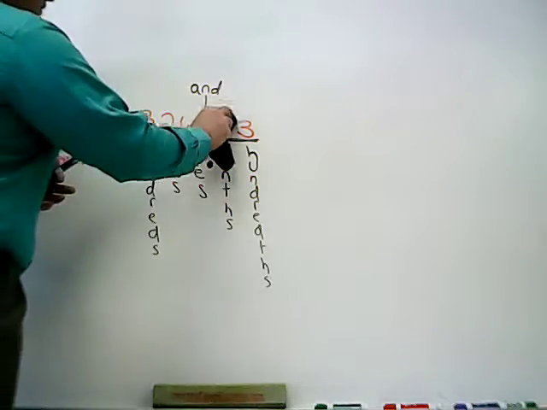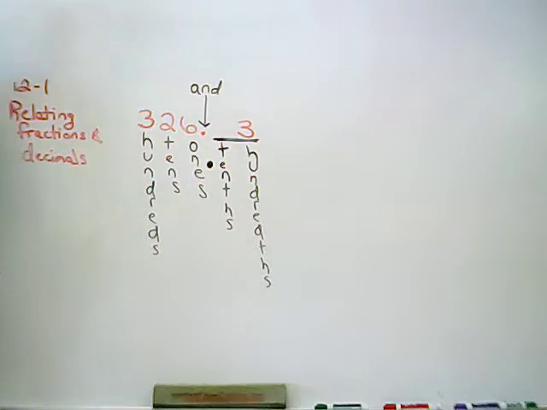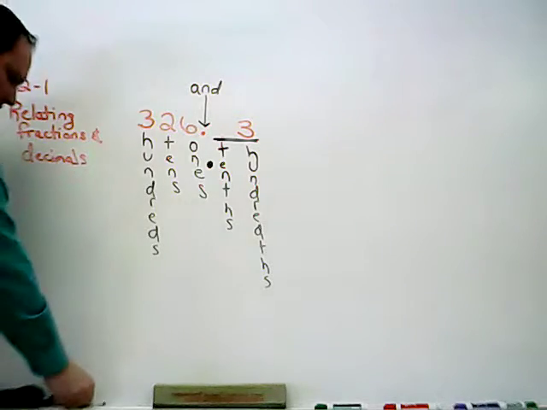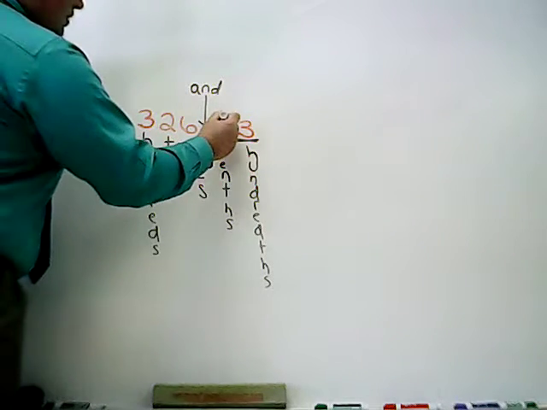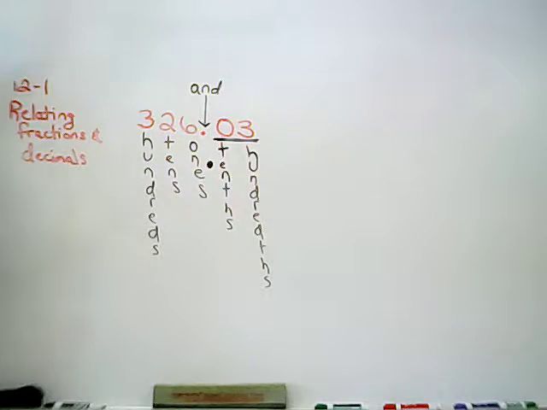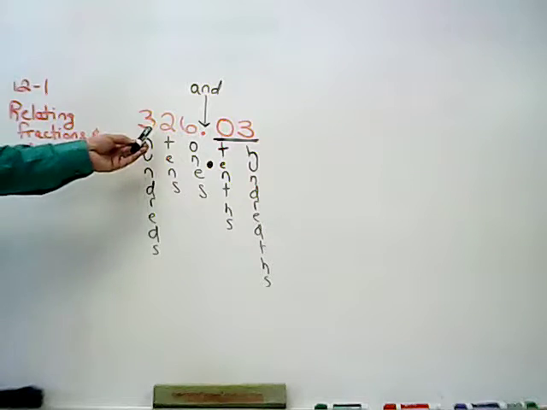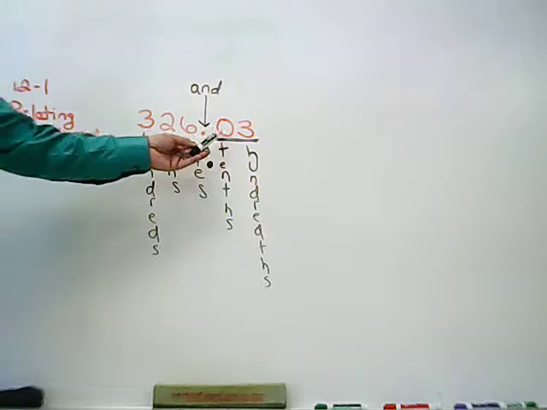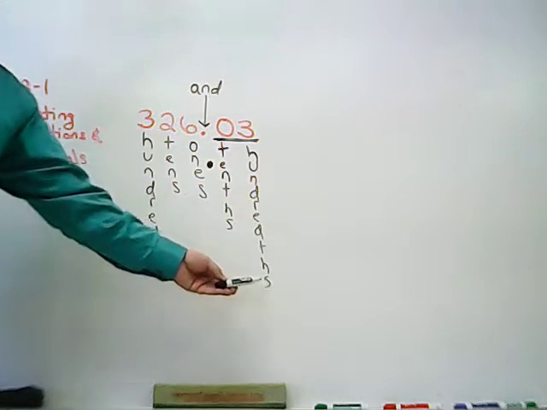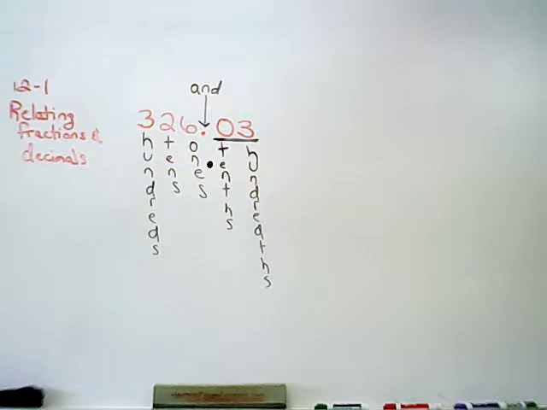Now, what would happen if I took out my 4 and turned it into a 0? Meaning I have 0 tenths and 3 hundredths. The way I would say this number is 326 and 3 hundredths. Even though there's a single digit there, it's in the hundredths place. So it's important to say the place value that it is in. So that's a quick review of place value from Chapter 12.